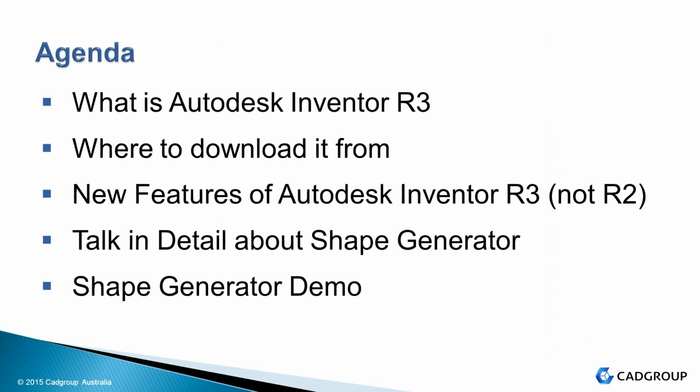So let's quickly look at the agenda for this afternoon/morning. I'm going to first explain what is Inventor R3, where to download it from. I'm going to talk about the new features in Inventor R3. R3 has got a couple of additional features over R2, so we're going to talk about R3. Then I'm going to talk in detail and demonstrate one of the main features of Inventor R3 or R2 called Shape Generator. So that's the agenda for today. And at the end of this, I'll open it for question and answer sessions, and then hopefully we'll wrap it up on time.